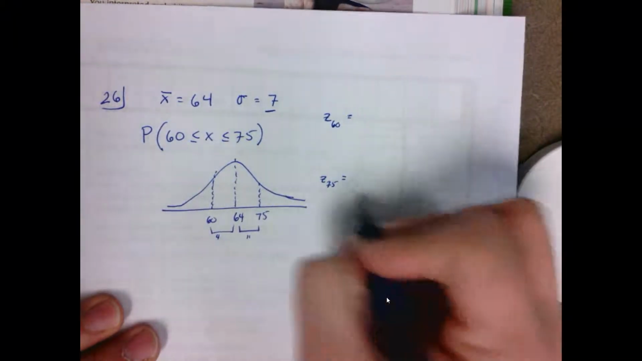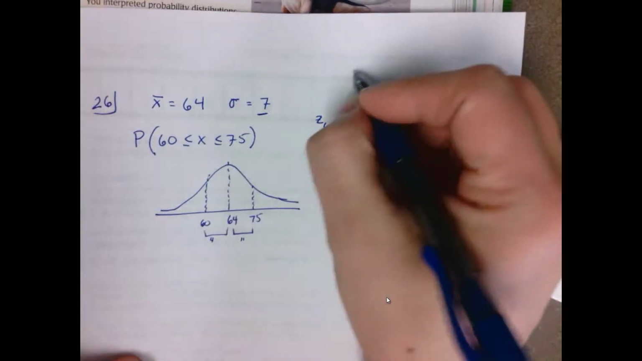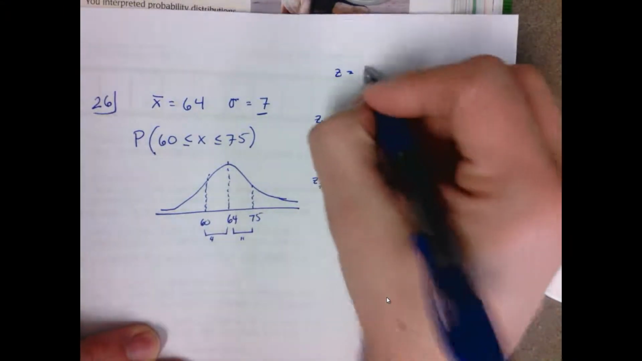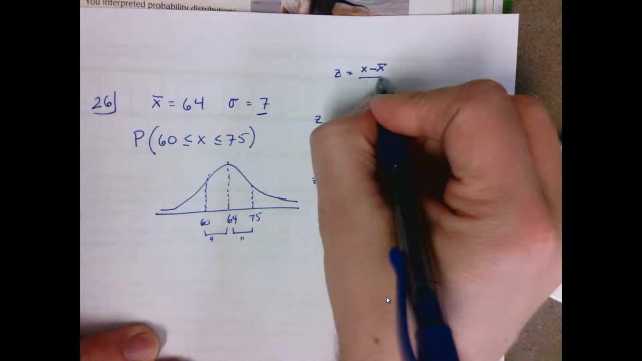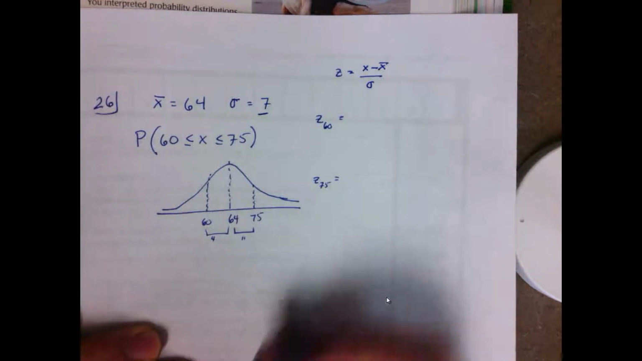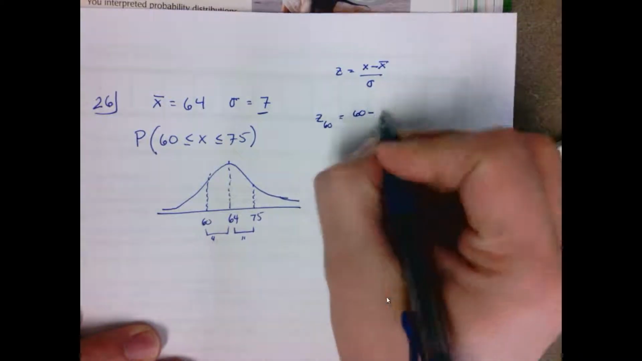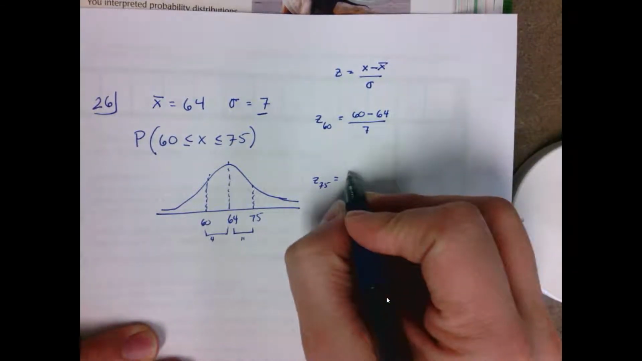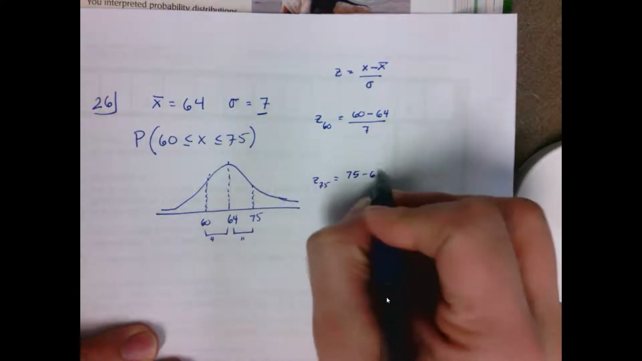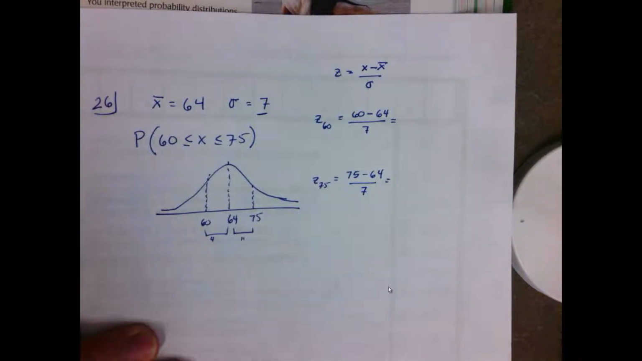Now, you may or may not remember the formula for that. It was your number minus the average divided by the standard deviation. So I'll write that down up here again. Z score equals x, that's you, minus the average, or the mean, divided by the standard deviation. So we're going to do that same thing right here. We're going to take our value of 60 minus 64 and then divide that by 7. And here we'll do it again: 75 minus 64 over 7. And we want these to be rounded to one decimal place.